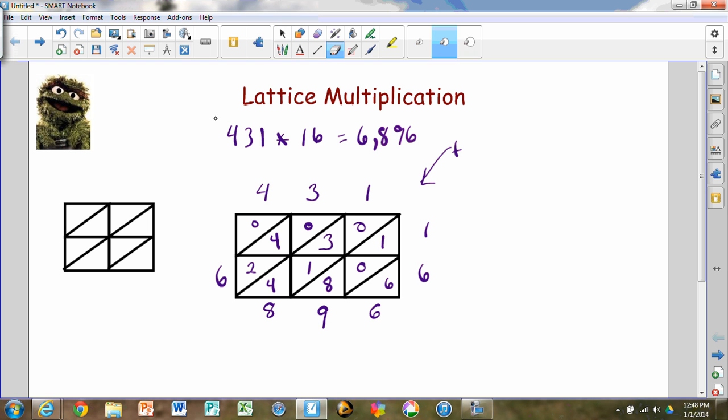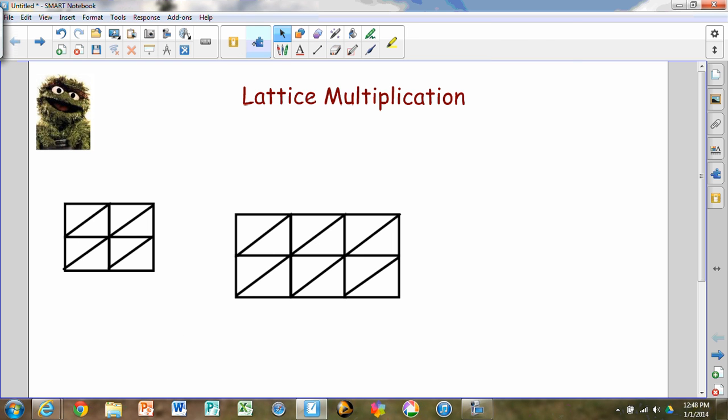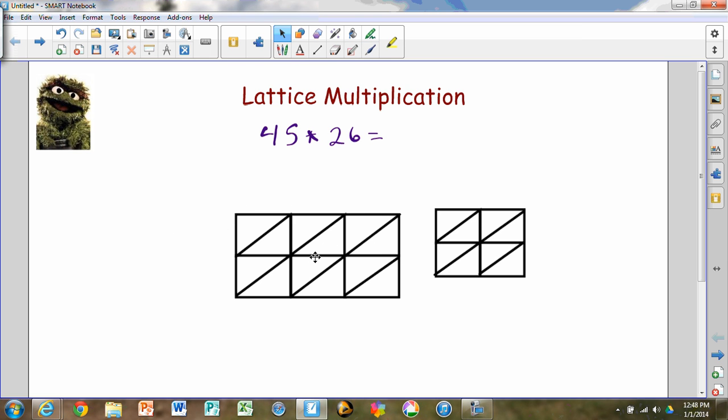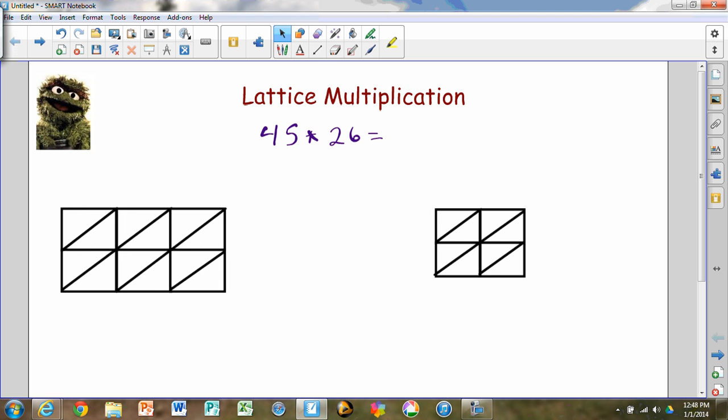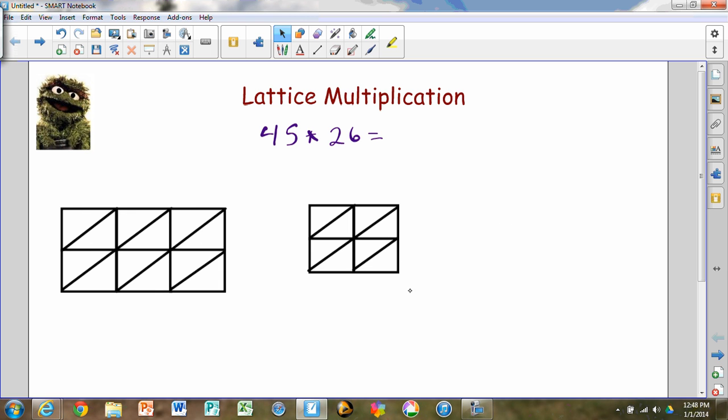All right, so what I'd like you to do is to try, let's go back to a 2-digit number, and let's try 45 times 26. And use this box. You can make one on your own. They're not hard to make. Push pause, give it a shot, and come back and see how you did.